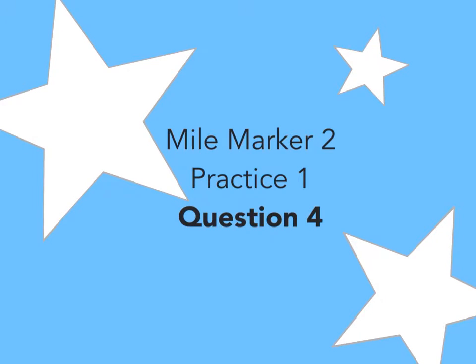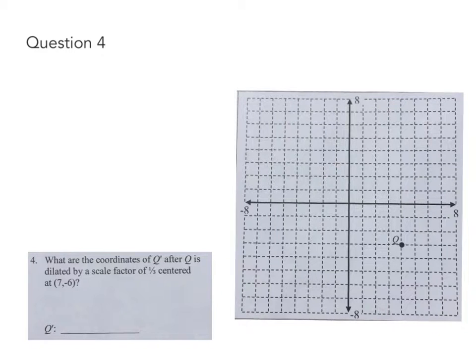This tutorial is for mile marker 2, practice 1, question 4. In mile marker question 4, we're asked to perform a dilation, and the dilation is going to be centered at a point other than the origin. So let's go through and read the question.